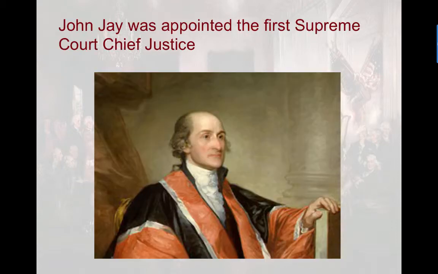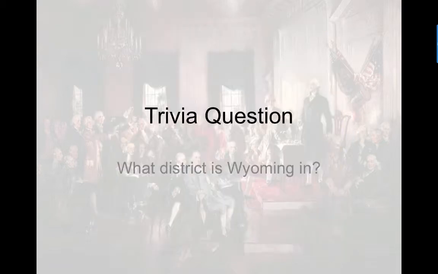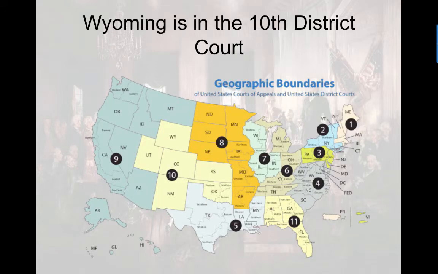Now, John Jay was appointed by George Washington and approved by the first Congress as being the first Supreme Court Chief Justice. So, which district is the state of Wyoming in? The state of Wyoming is currently in the 10th District Court, and they've actually cut it from 13 down to 10.